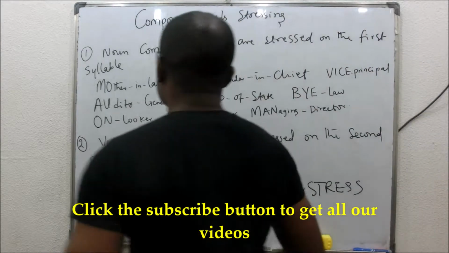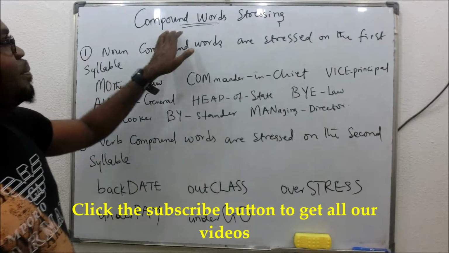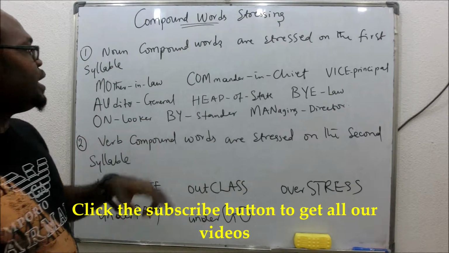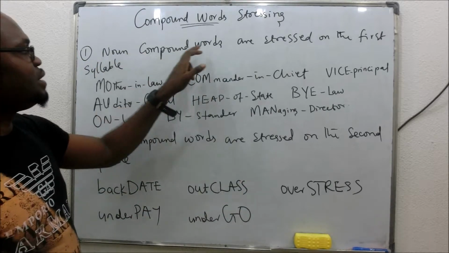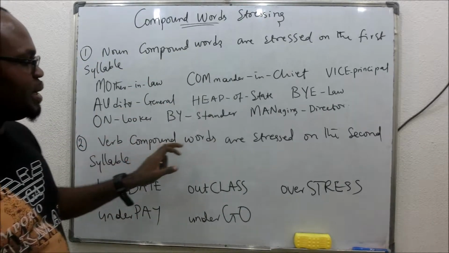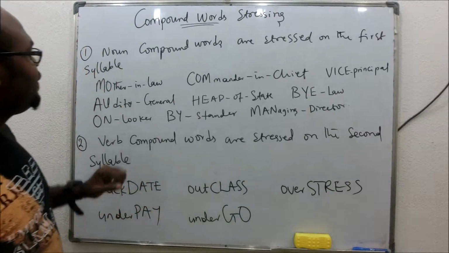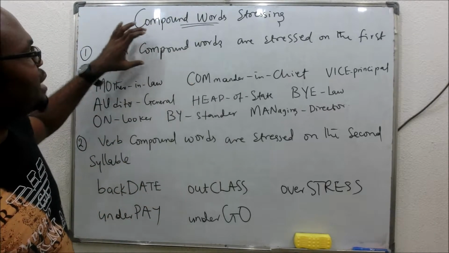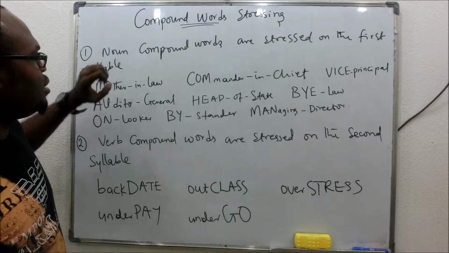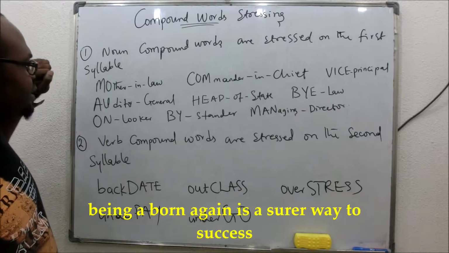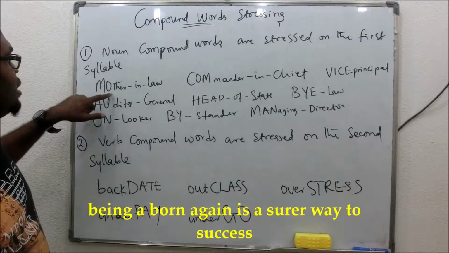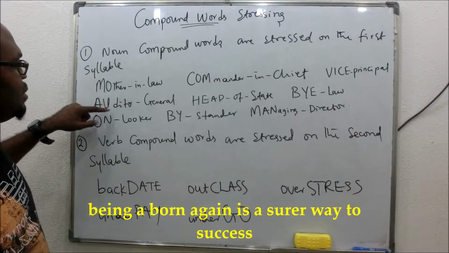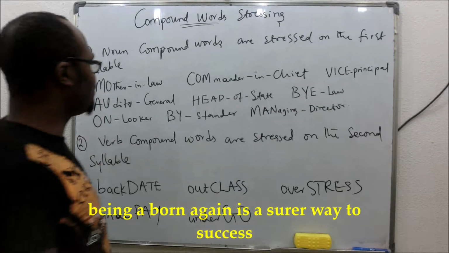Now, we can categorize our compound words into two. We have the noun compound words and the verb compound words. If you have a noun compound word, you have to put the stress on the first syllable. So example is what we have here.